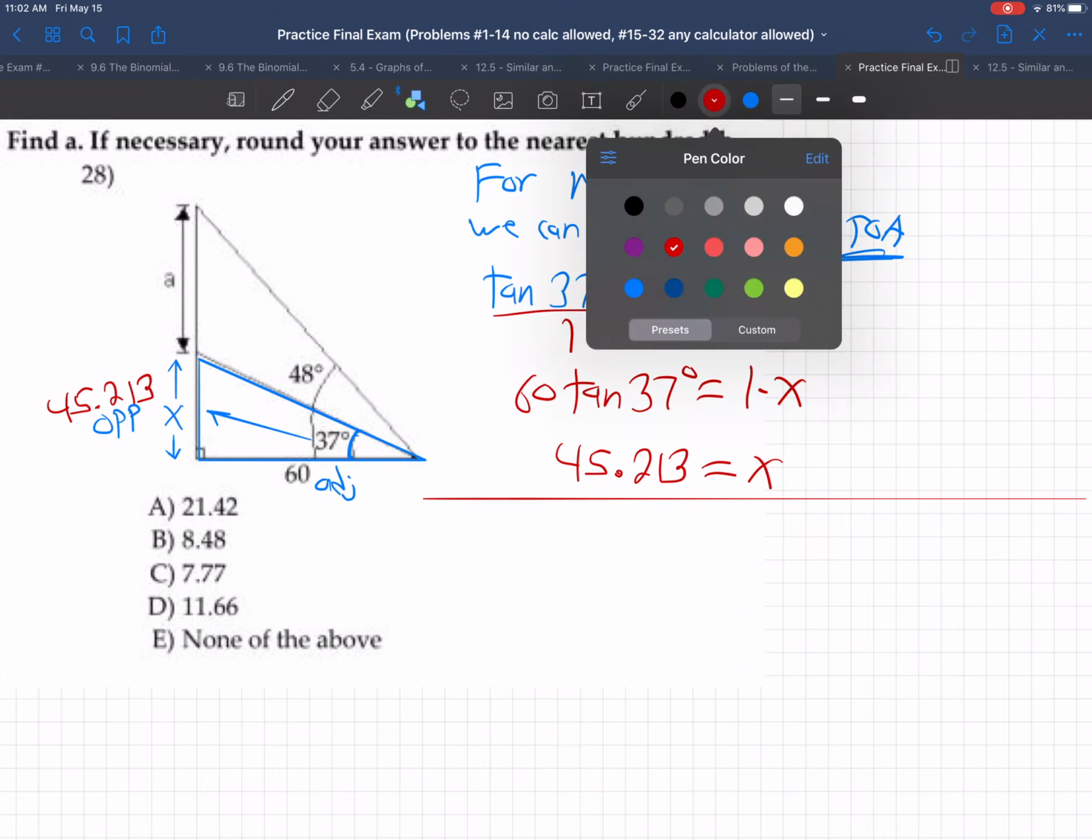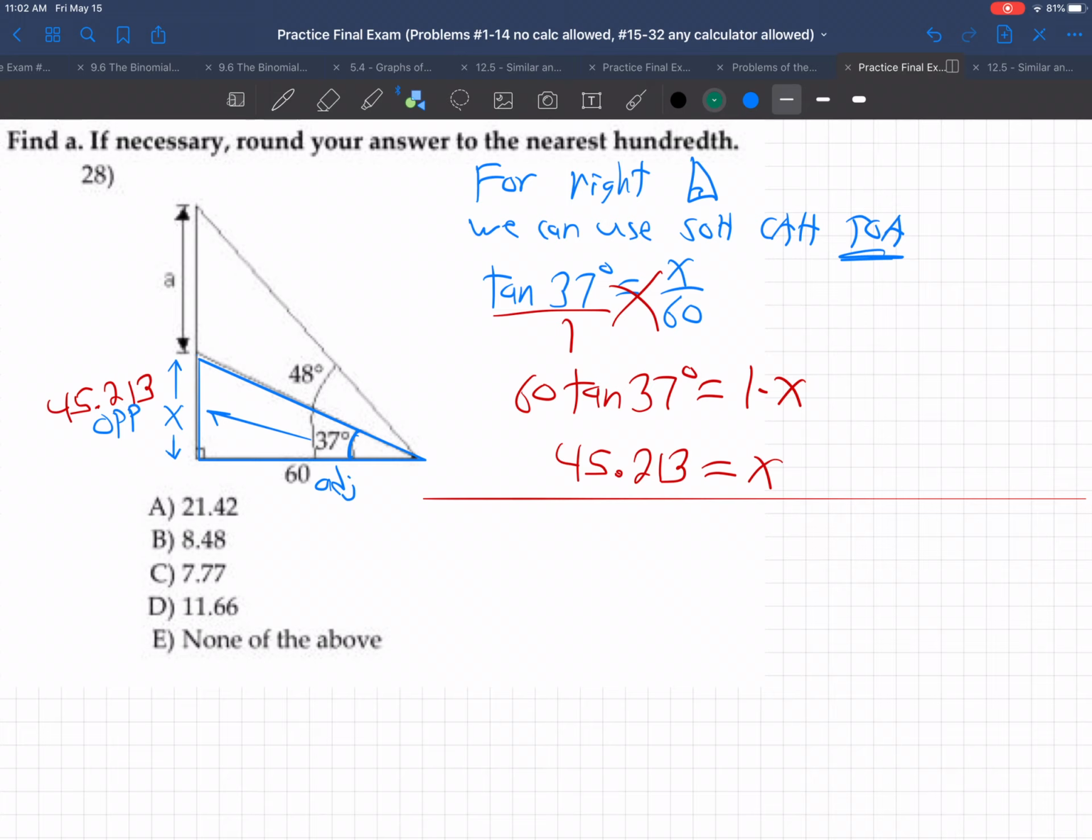So now that I have x, I can start again and do some work to get A. How's it going to work now? Well, now I'm going to look at the entire triangle. The whole big green triangle, which is again a right triangle because this is still a right angle in the lower left corner. Now I'm looking at the entire triangle, and this whole distance here is what? A plus 45.213, right? Because it's A plus x, it's A plus 45.213.